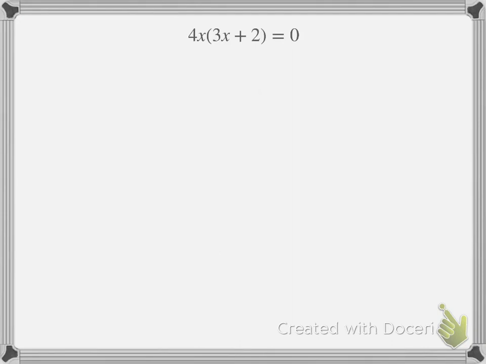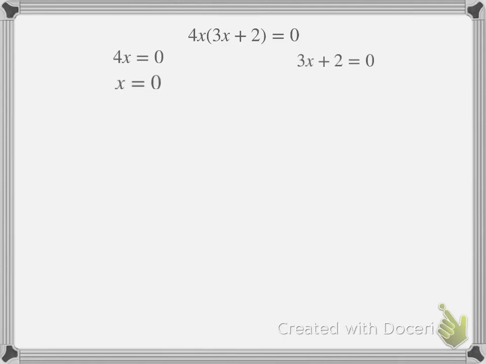Our next example is also factored already. Notice also that every one of these have been equal to 0 to begin with. That's important. So, what do you think we're going to do? Separate them and you make them equal to 0. Yes, that's true. So 4x equals 0 or 3x plus 2 equals 0. Either one will make that first equation 0.